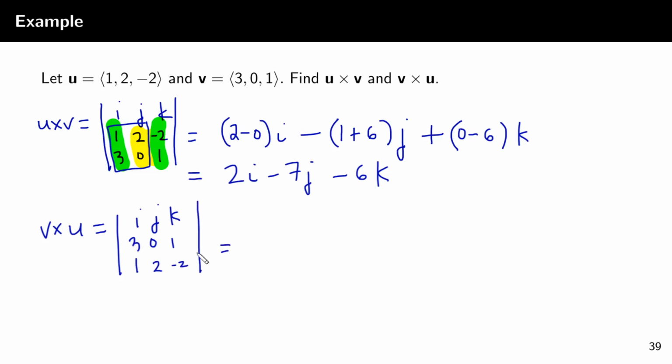If you do the same thing, since we just flipped the second and third rows, what will happen is it will just become negative. It will be like we multiplied negative 1 to u cross v. So, if you actually expand this, please do that. You will get negative 2i plus 7j plus 6k.